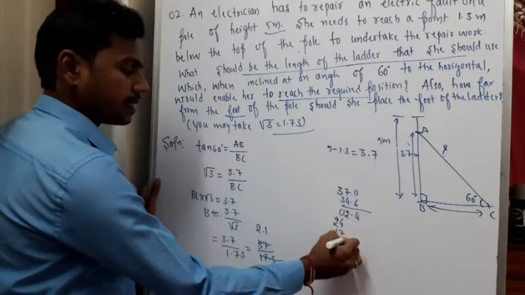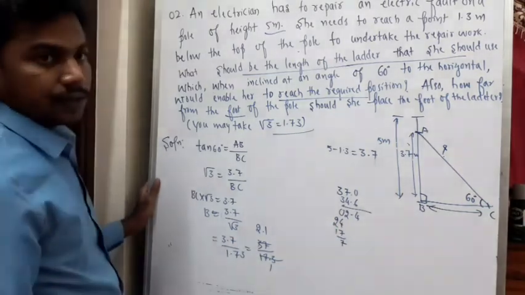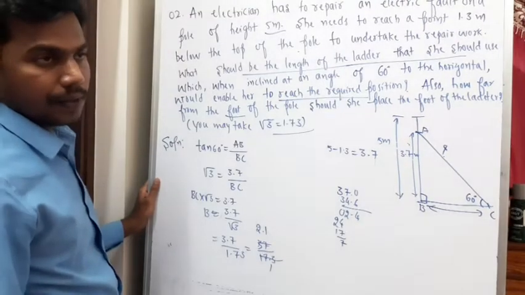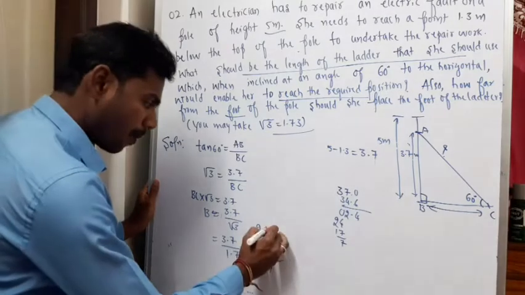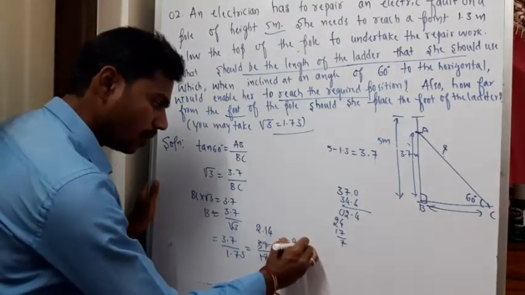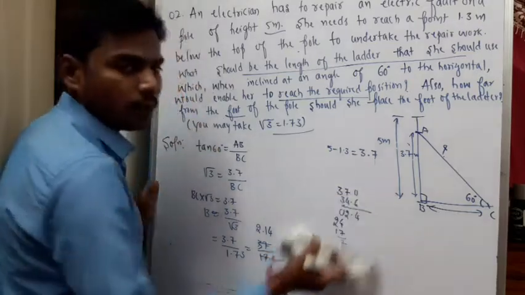17 1s are 17. 24 minus 17, again 7. It is 70. So if I take 17 multiple, 17 which is near to 17 fours, approximately it is equal to 2.14 meter. 2.14 meter. So this is how you are going to do.